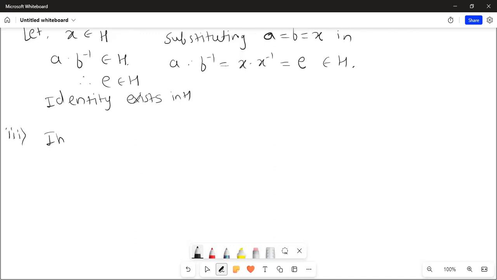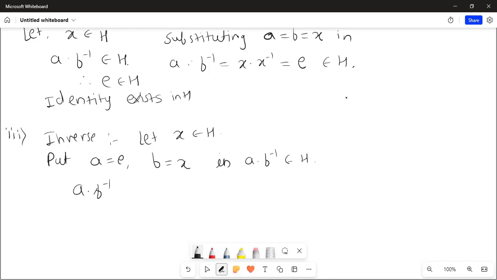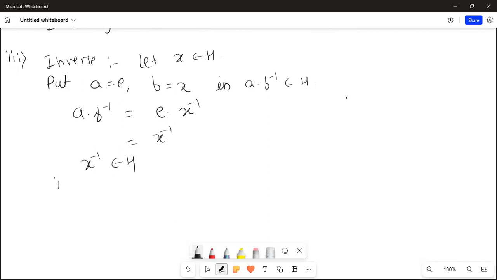Then third is the inverse. Inverse में देखो, let x belongs to H है, then put a equals to e and b equals to x in our equation, a·b inverse belongs to H. Then a·b inverse, which is equals to a की जगह पे e डालना है, b की जगह पे x डालना है. तो e·x inverse क्या होगा? x inverse होगा. और x inverse is also belongs to H होगा. That means x inverse exists in H.